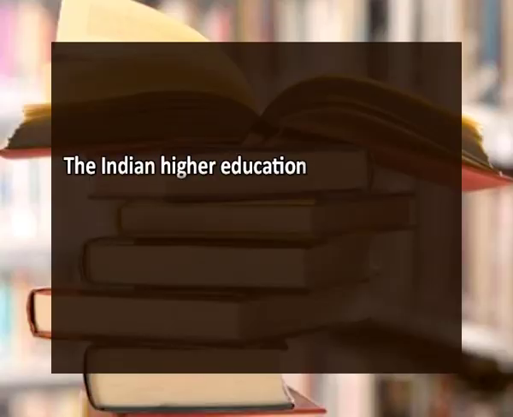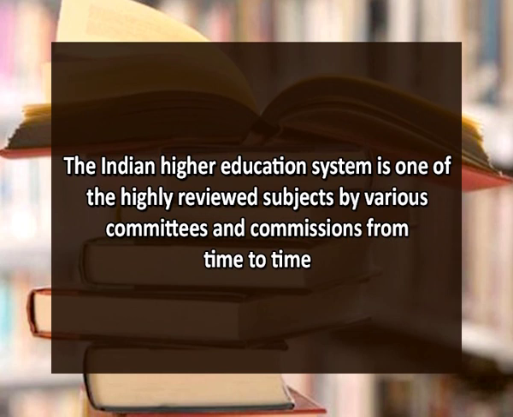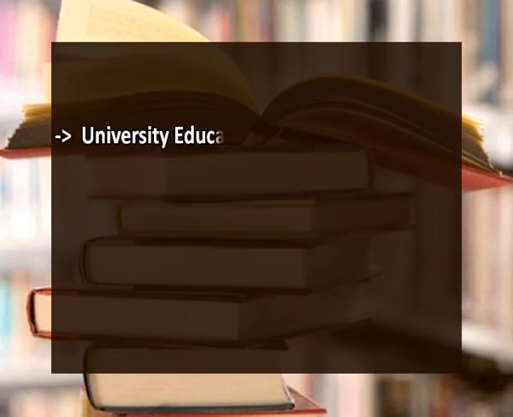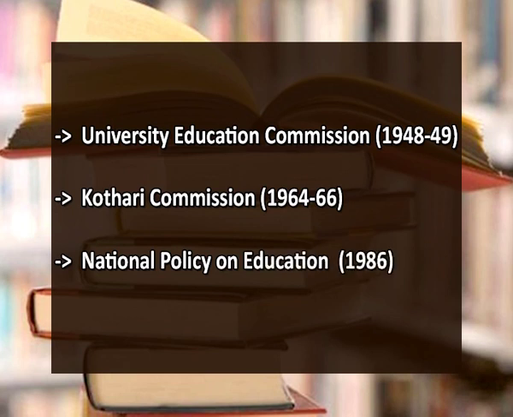After independence in 1947, priorities for national development were drawn up, and accordingly the objectives of higher education were formulated and the system was expanded and developed. The Indian higher education system is one of the highly reviewed subjects by various committees and commissions from time to time. The major ones were the University Education Commission 1948-49, Education Commission 1964-66, and New Education Policy 1986.